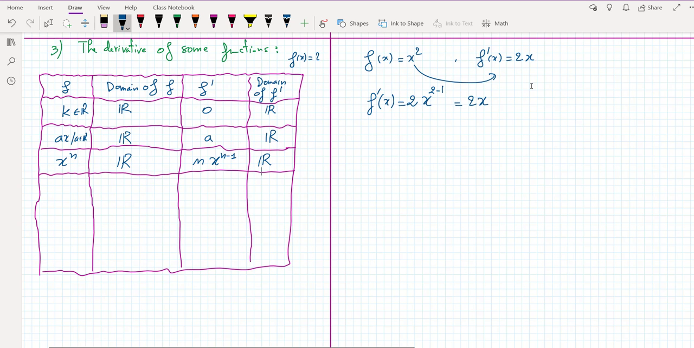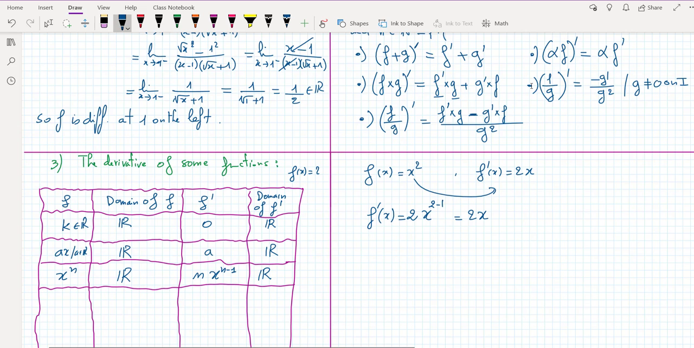I forgot something about the operations here. I forgot about the exponents. The derivative of f to the power n is n f prime times f to the power n minus 1.